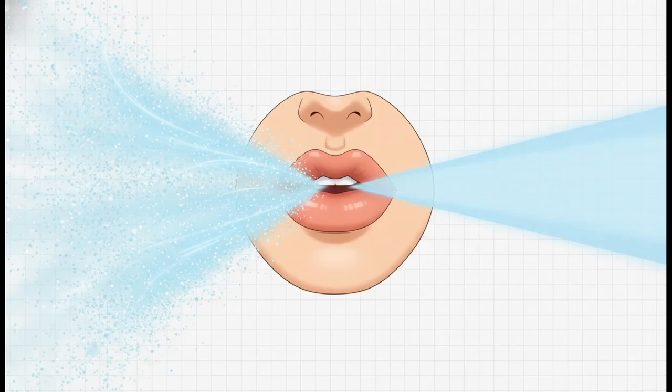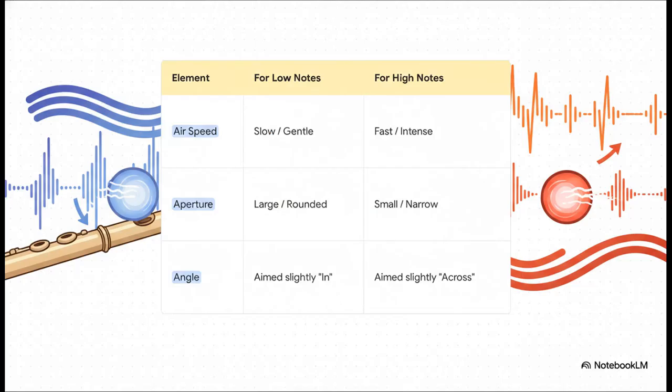And second, you have the aperture. That's just a fancy word for the opening between the player's lips. This is the nozzle on our garden hose. It's what focuses that stream of air, taking it from a wide, gentle spray to a super tight focused jet. Okay, and this is where it all clicks together in this kind of beautiful golden ratio of sound. If you want a deep, rich low note, you're using slow, gentle air through a wide, open aperture. But if you want a screaming high note, you need a fast, intense, super focused stream of air. It's a totally different physical setup for every single note.